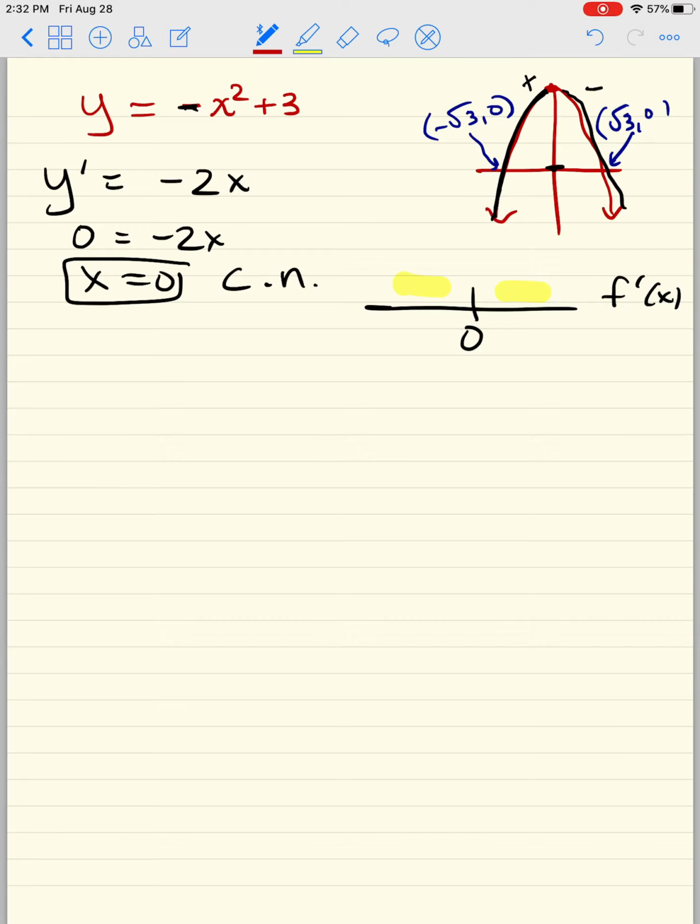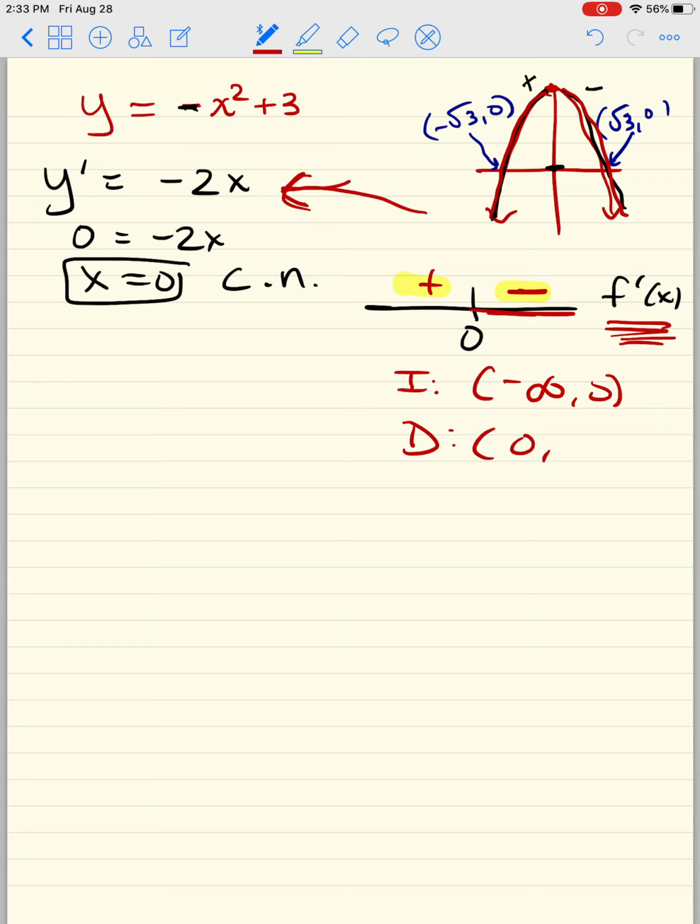And so below 0, I'll pick -1. Once you put -1 into the derivative, -2 times -1 is +2. And if you pick a number above 0, not including 0, so 1, we'll put that back into the derivative, you get a negative. And so this confirms our picture of us going up and then down, right? So the function is increasing and then decreasing, all open intervals, okay?